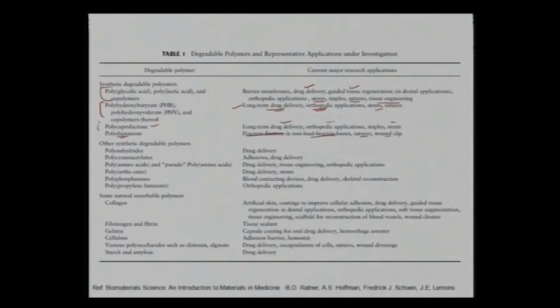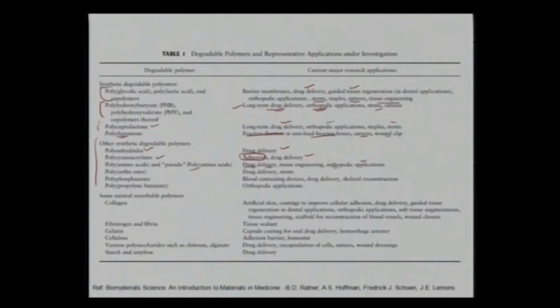And there are certain other synthetic degradable polymers such as polyanhydrides for drug delivery, polycyanoacrylates mainly utilized as adhesives or for drug delivery, and polyamino acids, also called pseudo amino acids, for drug delivery or orthopedic applications. But as we know, because of their swelling, they tend to have a very uncontrolled drug delivery rate. So that is the problem with them.